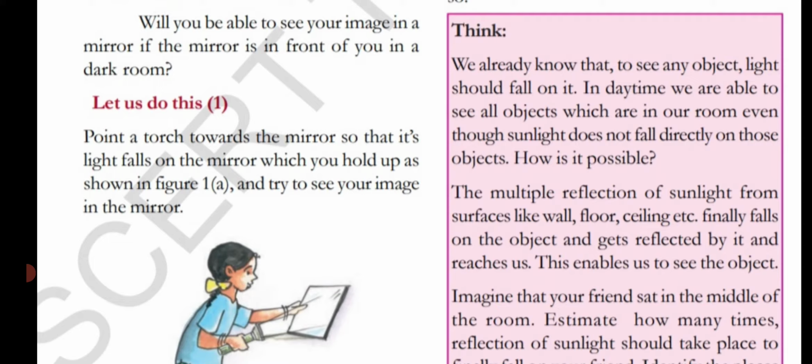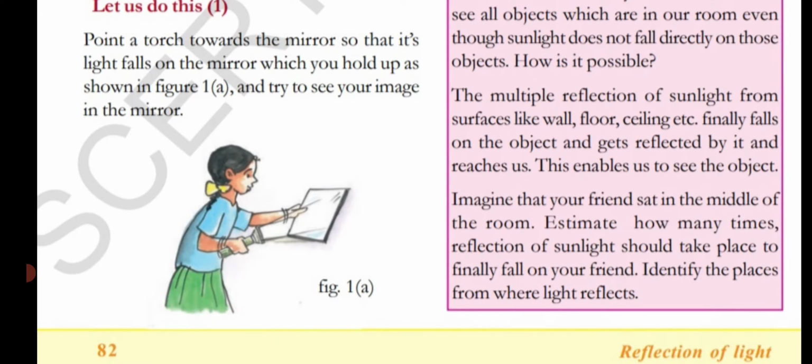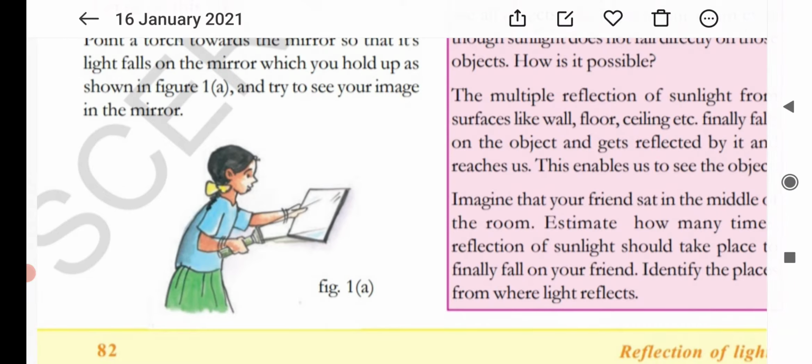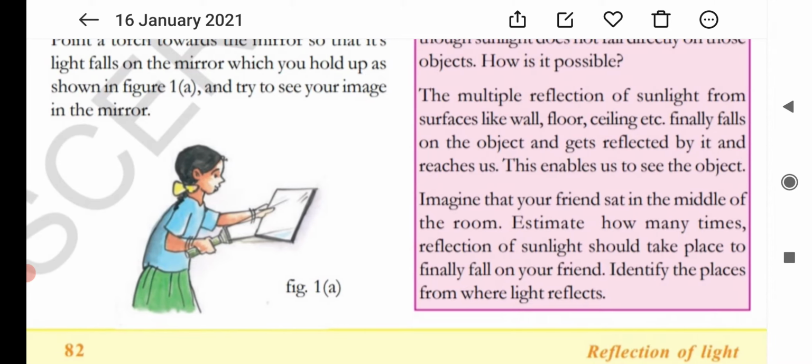The multiple reflection of sunlight from surfaces like wall, floor, ceiling, etc. finally falls on the object and gets reflected by it and reaches us. This enables us to see the object. So what is happening? The multiple reflection of sunlight from surfaces like wall, floor, ceiling makes us see the objects around us. Imagine that your friend sat in the middle of the room. Estimate how many times reflection of sunlight should take place to finally fall on your friend.